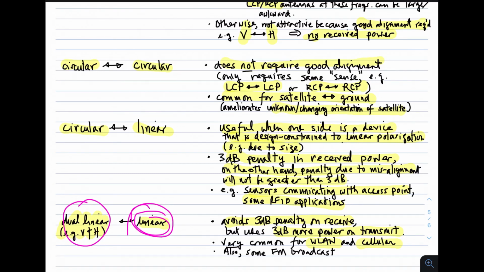I'll also point out that some FM broadcast transmitters follow this scheme, where the transmitter produces both vertical and horizontal, so that a small, perhaps electrically small, linear antenna can receive that signal without degradation due to orientation. That concludes this lecture on polarization.